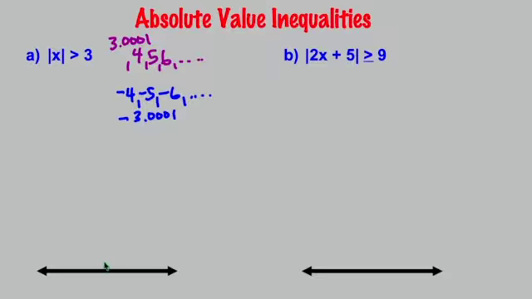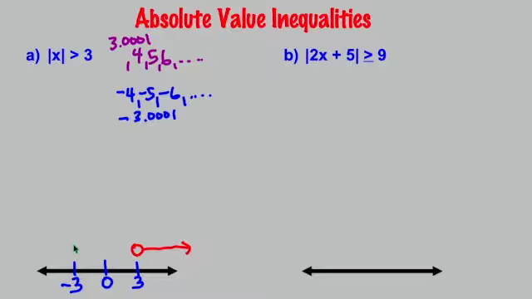So what I'm going to do here is put a 0, put a 3 over here, and put a -3 over here. Now we're going to do anything that's greater than 3, but it can include 3. So I'm going to have an open circle, going this direction. Any of these numbers would work. So that's 4, 5, 6, 7, 8, etc.